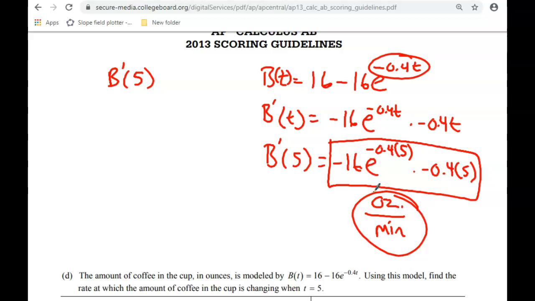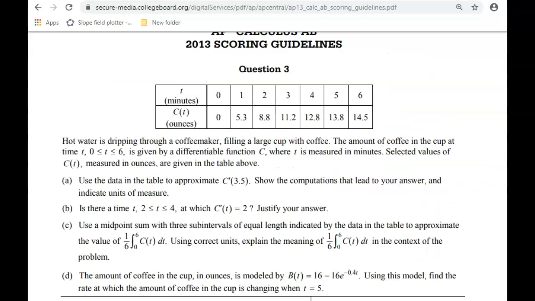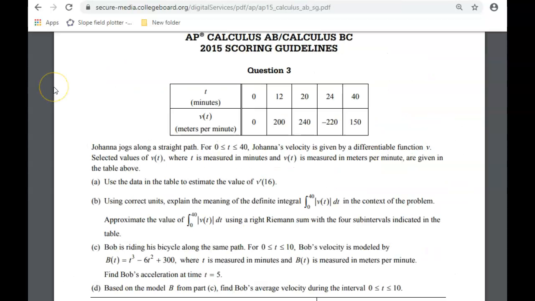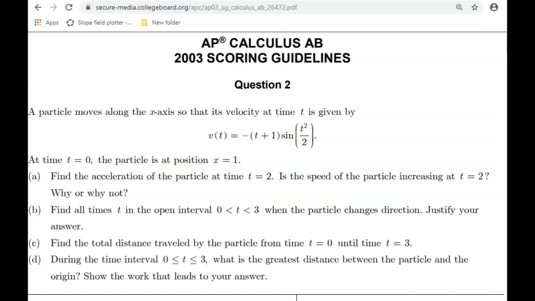So let's go ahead and move on to the next FRQ. For this particular FRQ on page 76, I don't think I'm going to need to give you guys any helpful hints here. It's pretty clear. It's giving you a position function and you're being asked to find the acceleration at a specific time. Just make sure that your units are correct. Let's go ahead and take a look at the next one.